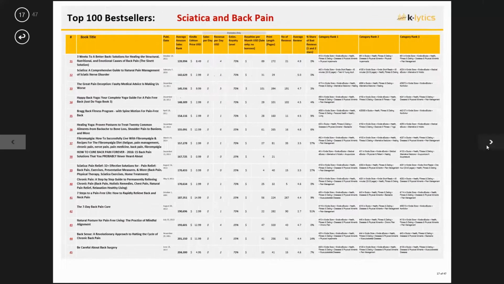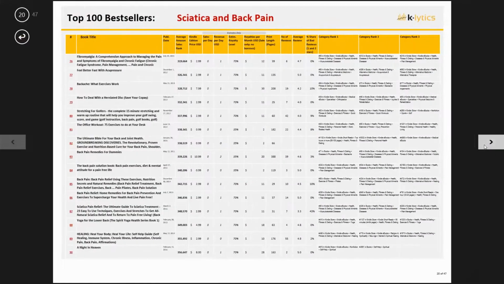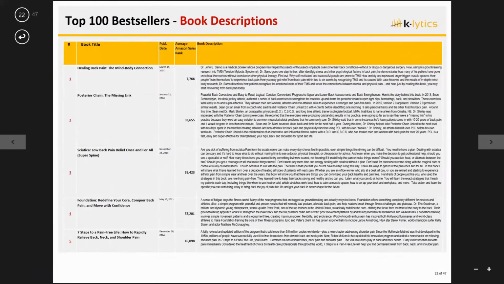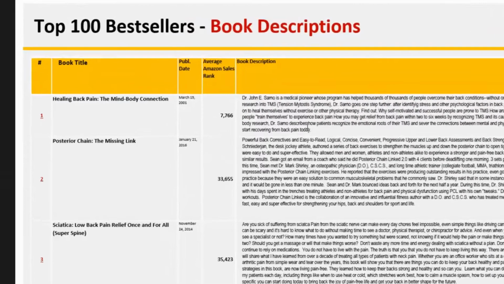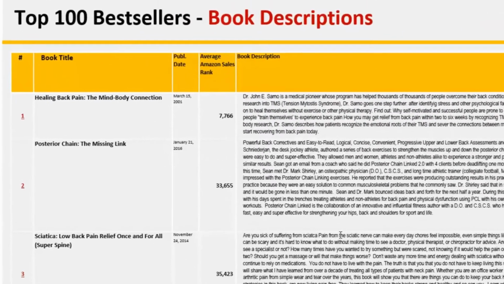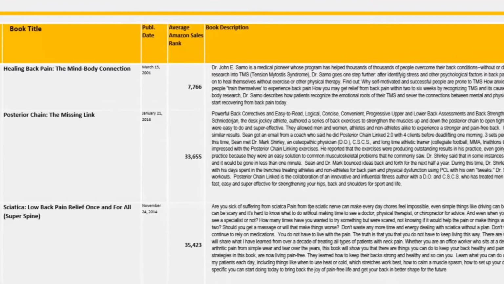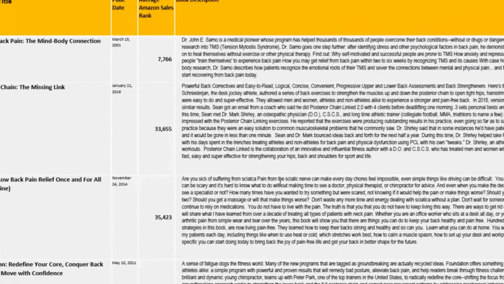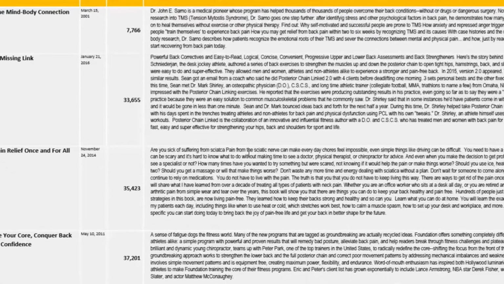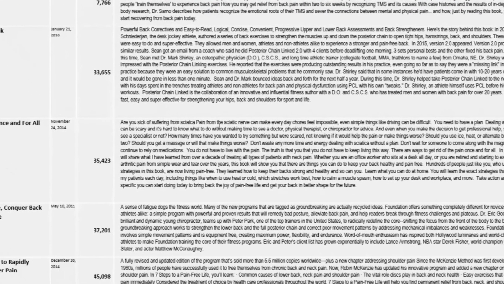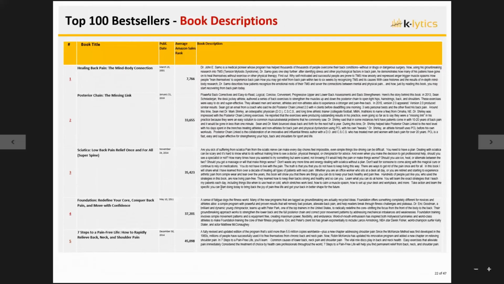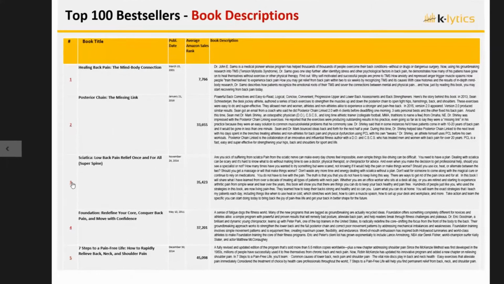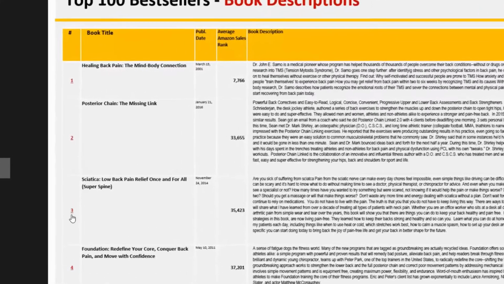And what is also extremely useful, what we do put into the report as well, is a list of the book titles and book descriptions. So very quickly you get a feel of what your competitors are doing. If you do this in a fiction genre, you get a very fast overview of what the main plots are of the best-selling books.